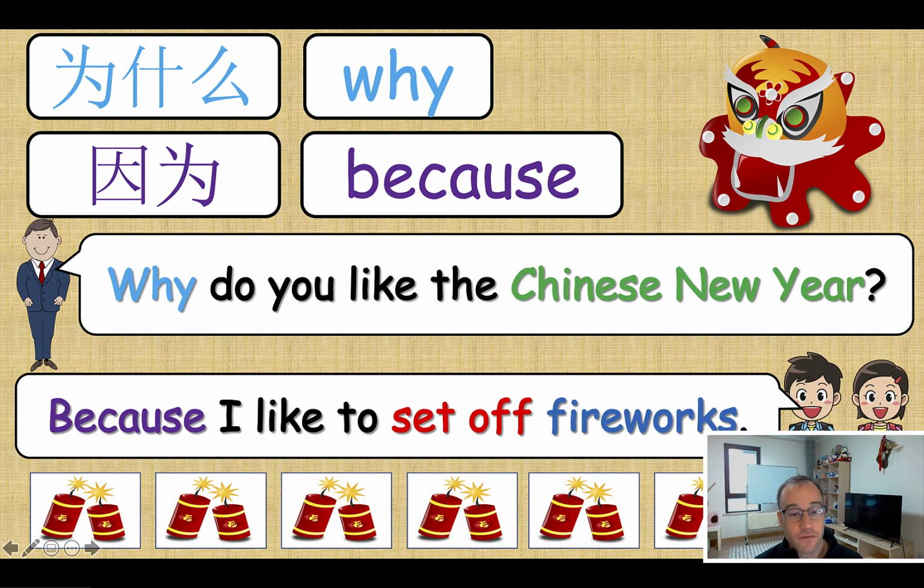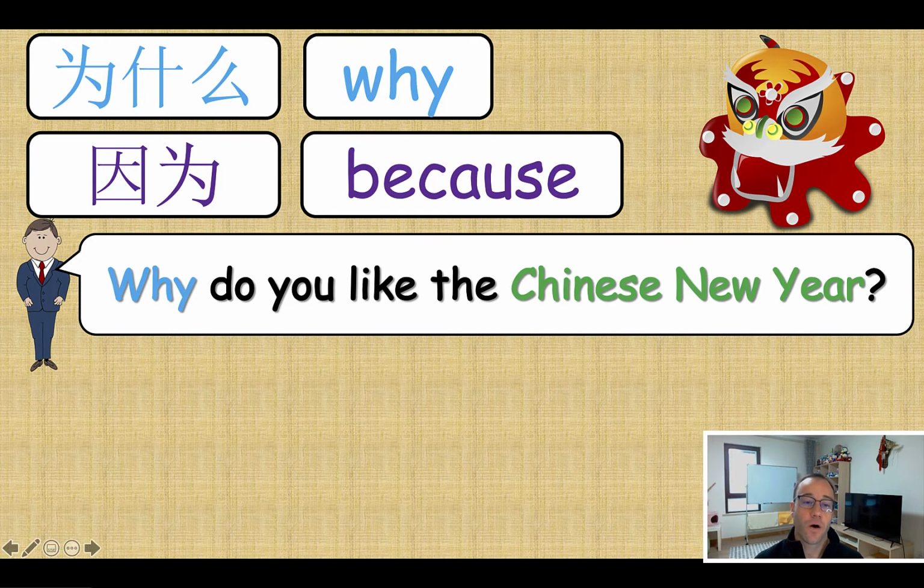Because I like to set off fireworks, okay? You can drill this by team. You can have the whole class say it and then call on team 1 to stand up. And the whole class asks them, why do you like the Chinese New Year? And team 1 says, because I like to set off fireworks. Based on how well they answer, you can give them an allotted amount of points. What I do is I say, if you say it very nicely, I will give you 5 points. And they're like, yeah, and then they don't say it very nicely, or some students aren't saying it. I point out which students didn't say it, and then that team only gets 3 points or 4 points, and then I move on. Next one.